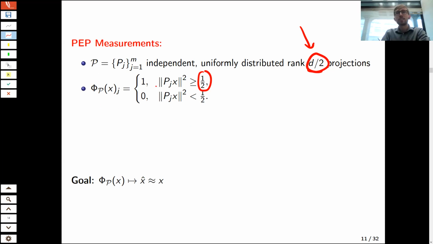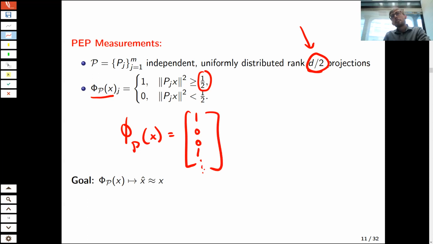And then what are our 1-bit questions? Well, for each projection we ask: is its norm squared greater than or equal to 1/2? And we record that in a big binary vector. So altogether, this B_P of x is a binary vector, and its jth entry tells me what happened in my threshold of the jth projection magnitude. So this thing can look like this. And then the goal from there is to use that to get some estimate, which we'll call x hat, for the x that was initially measured.